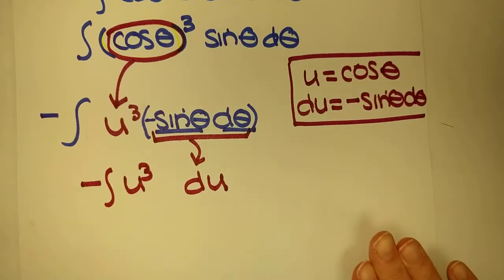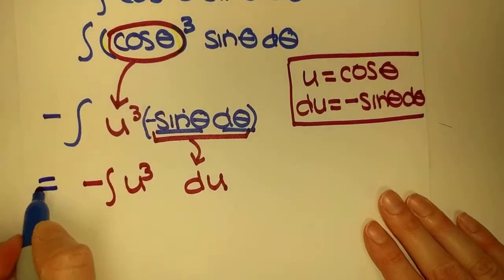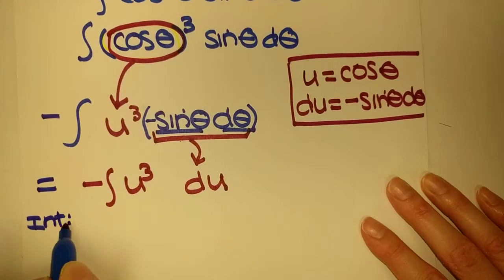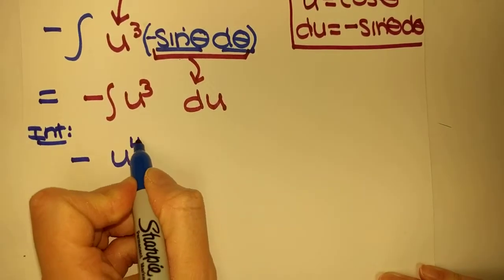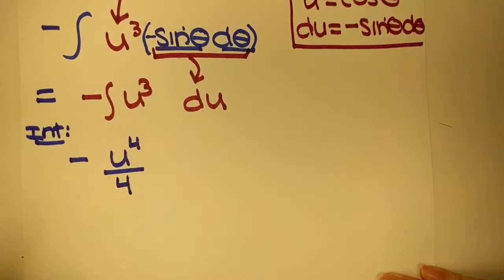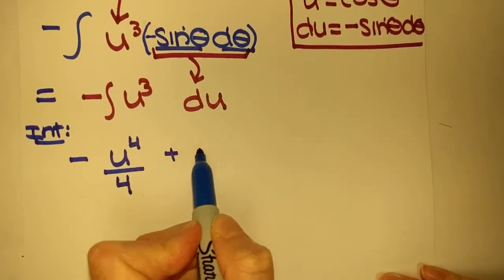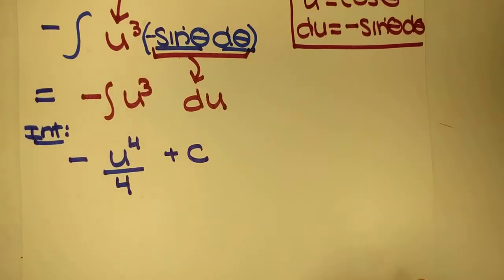So at this point, we have the integral completely in terms of u, and so now we are ready to integrate. So for integrals, we add 1 to the exponent, divide by the new exponent. And then we have a plus c because we do not have bounds.